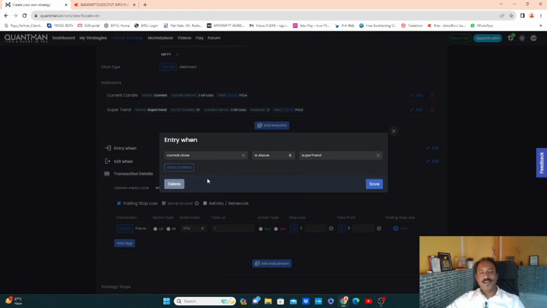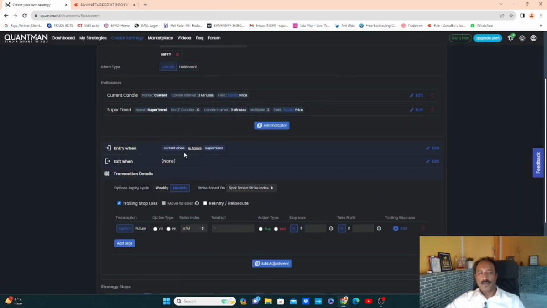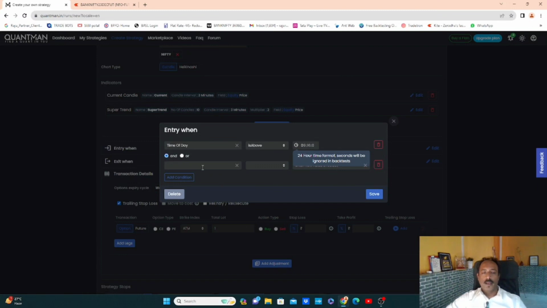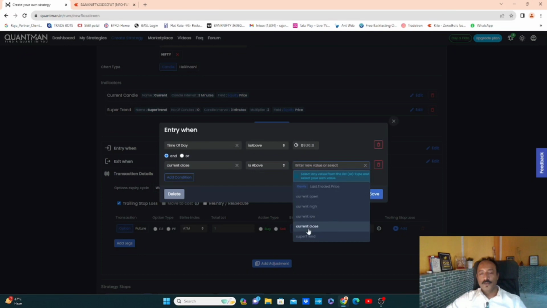That's it. So the system will understand that whenever the current candle close is above the super trend, 3 minutes candle, let's save it. It will take an entry. Again, if you want to define time of the day, if you want to enter when time of the day is above 9:16, 091600, you can just fix in the time as well. And also you can see there are multiple options to entry. So there we can keep the current candle closes above the super trend and save it.